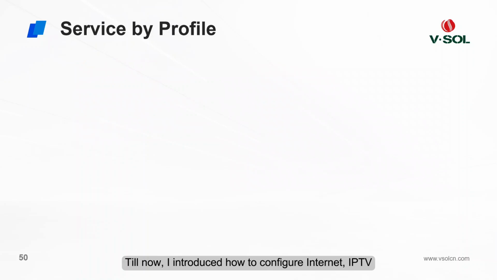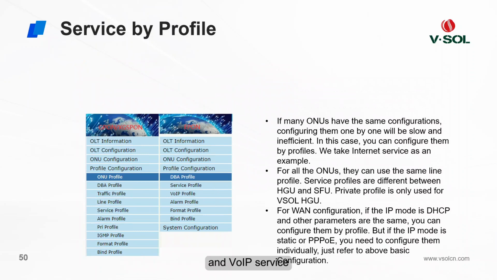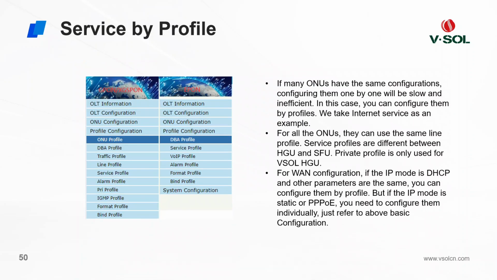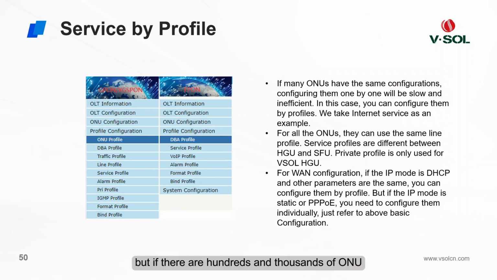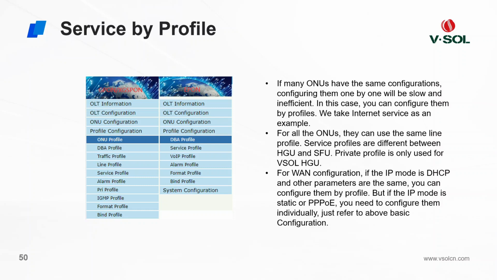Till now, I introduced how to configure Internet, IPTV, and VoIP service. But if there are hundreds and thousands of ONUs, do we still need to configure them one by one? No, you don't. If many ONUs have the same configurations, in order to improve efficiency, you can configure them by profiles. We take Internet service as an example.